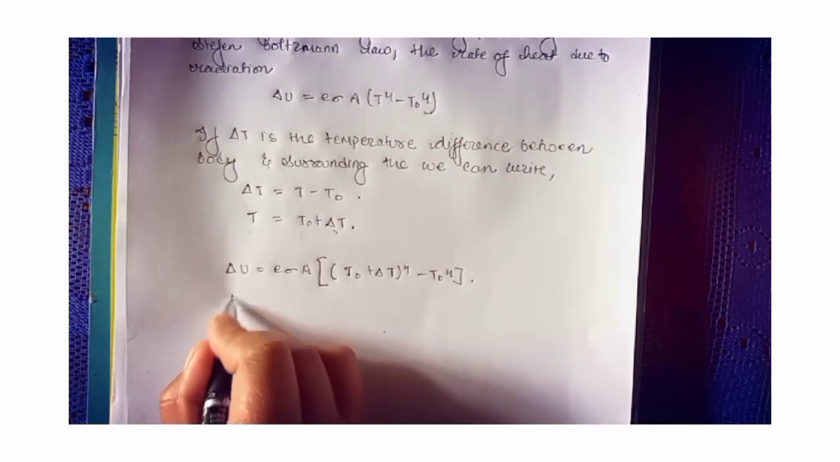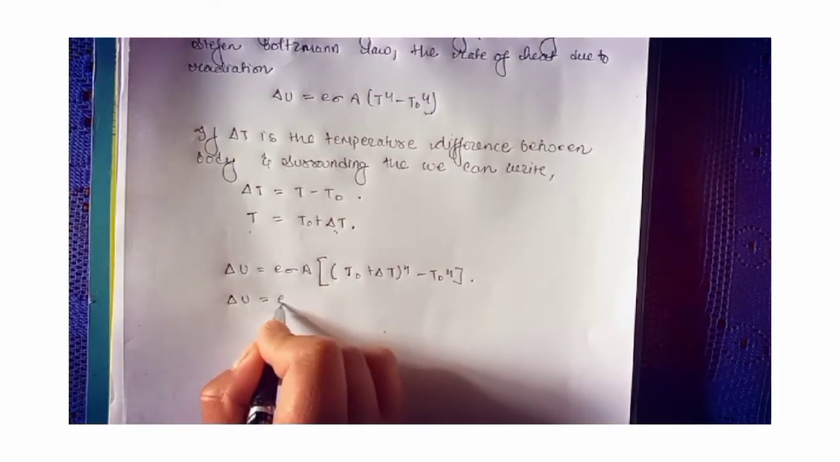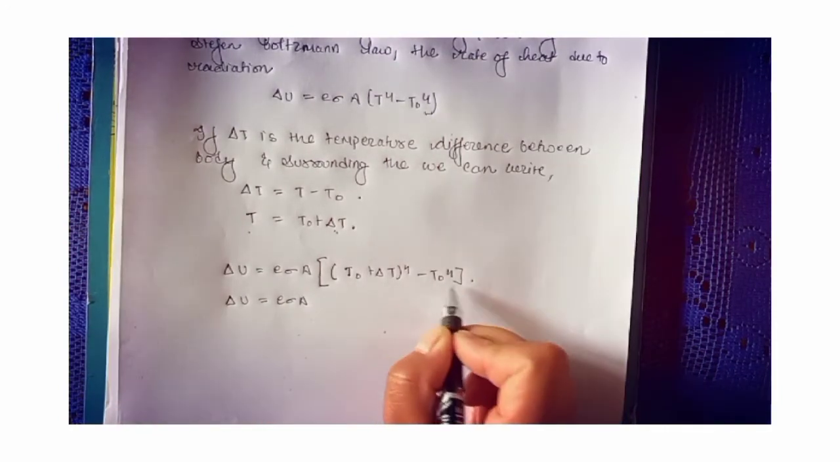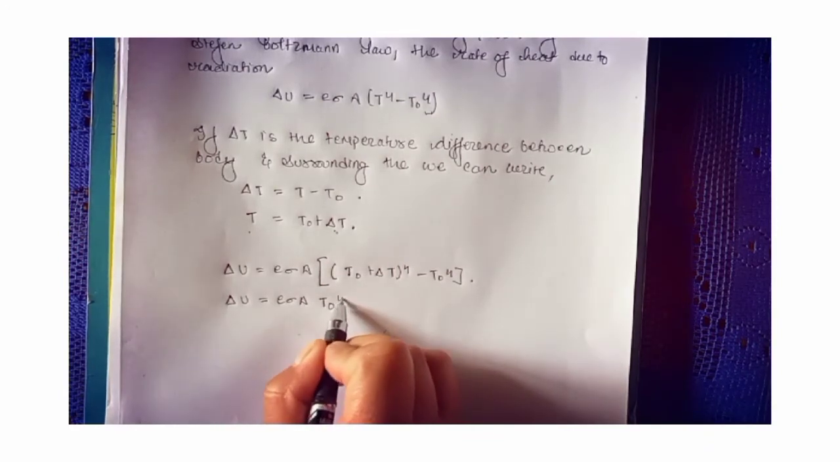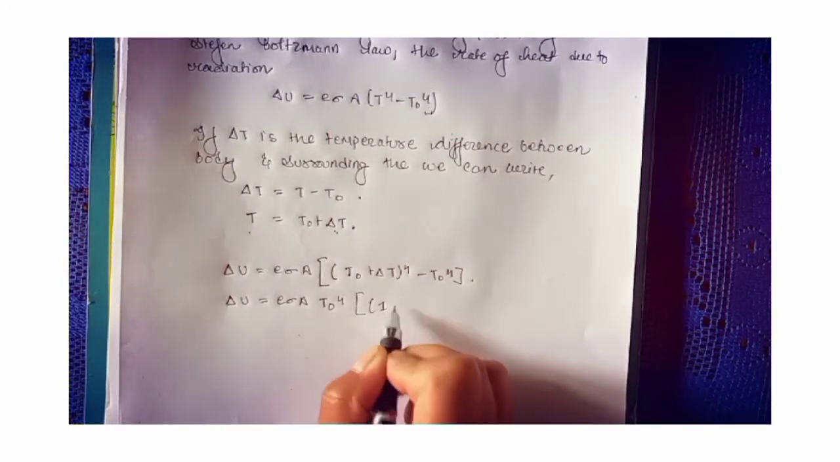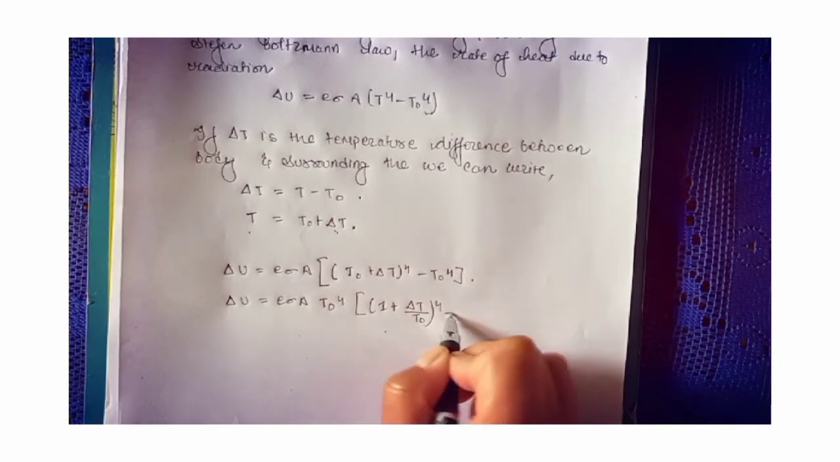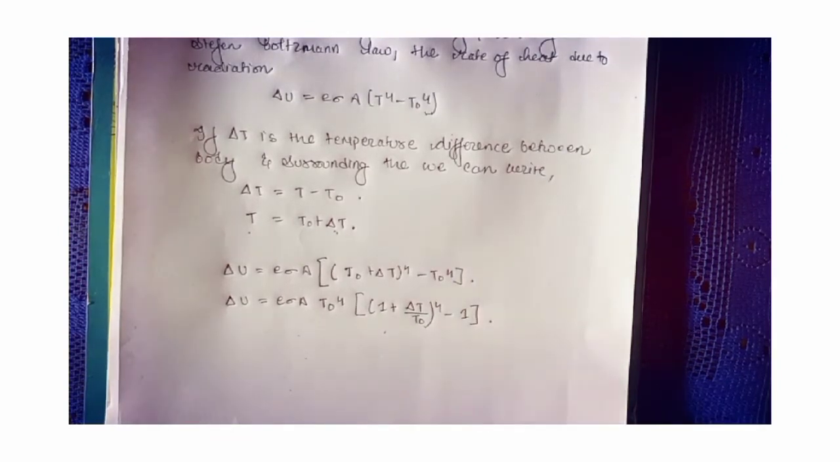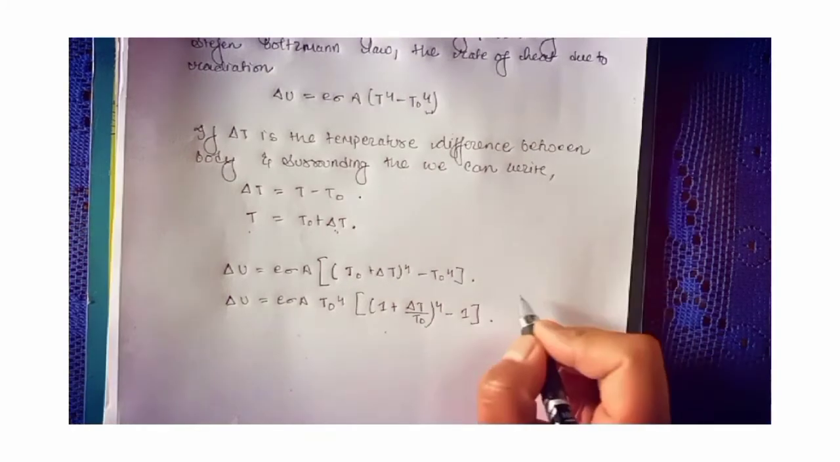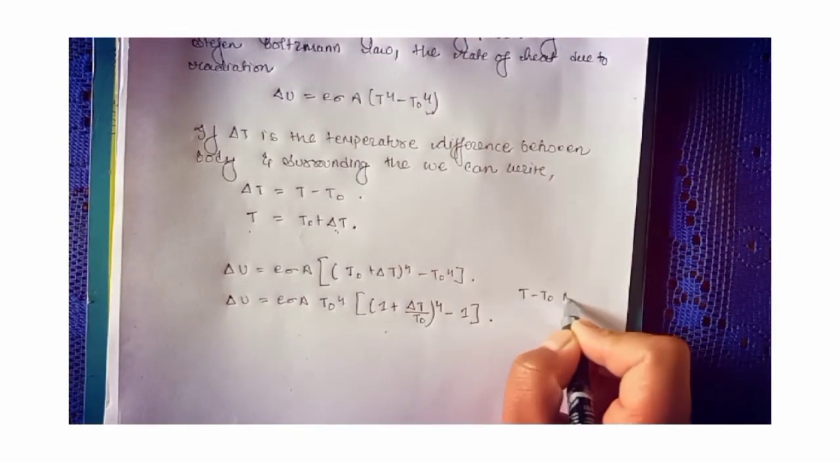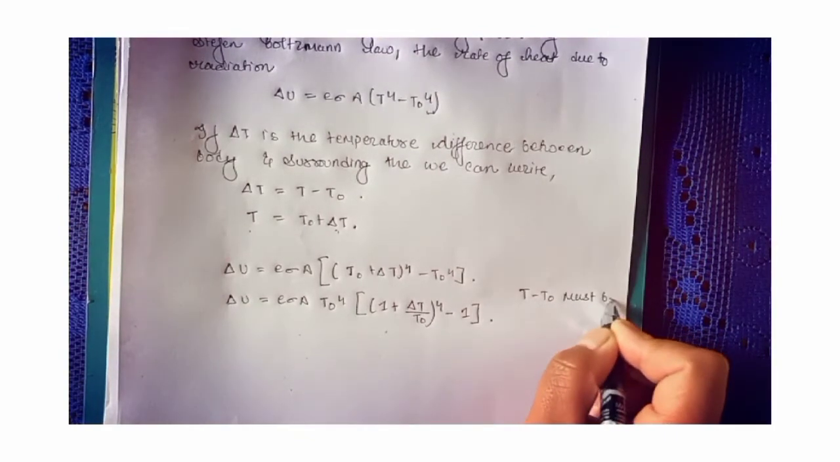In a more simplified way, we get e sigma A, taking T naught to the power 4 common, ((1 plus delta T by T naught) to the power 4 minus 1). So, Newton's law of cooling comes with the condition that the difference of temperature is small compared to the surrounding temperature. That is, T minus T naught must be small.